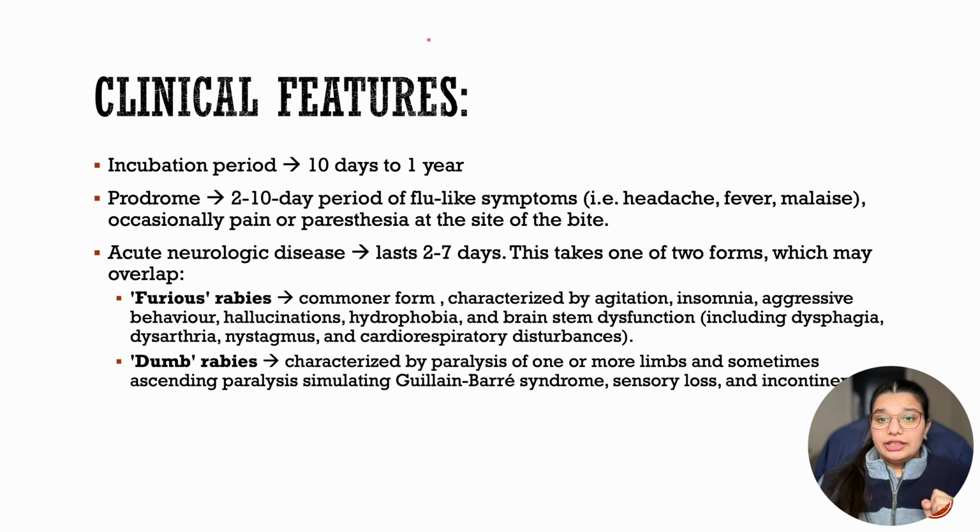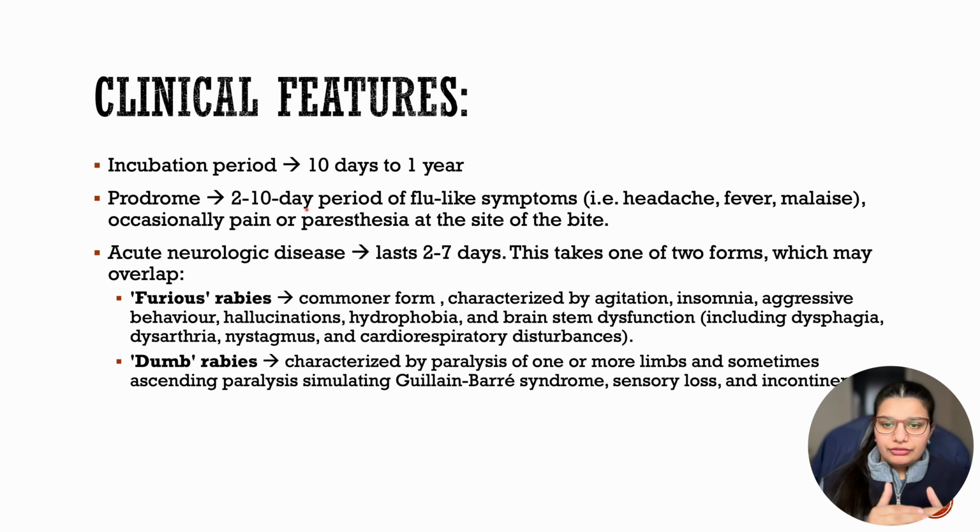Moving on to the clinical features. How it is transmitted, that would be the pathogenesis, we understood that. Now, how would the patient present with rabies? The incubation period of the virus is from 10 days to 1 year, pretty long. In fact, pretty variable, I would say. The prodrome symptoms start within a 2 to 10 day period from the inoculation, and are flu-like symptoms: headache, fever, malaise, sometimes pain, and paresthesias would occur at the site of the bite, wherever the patient was bitten.